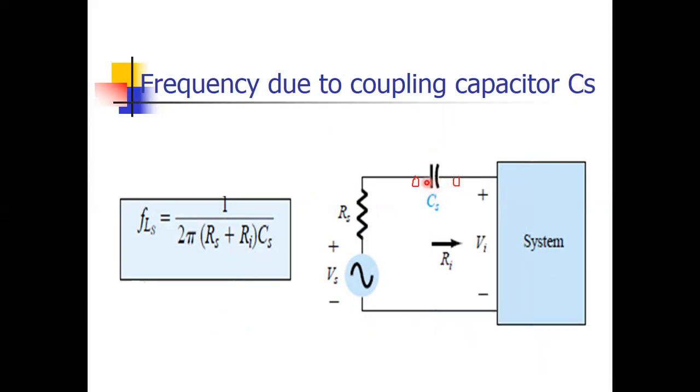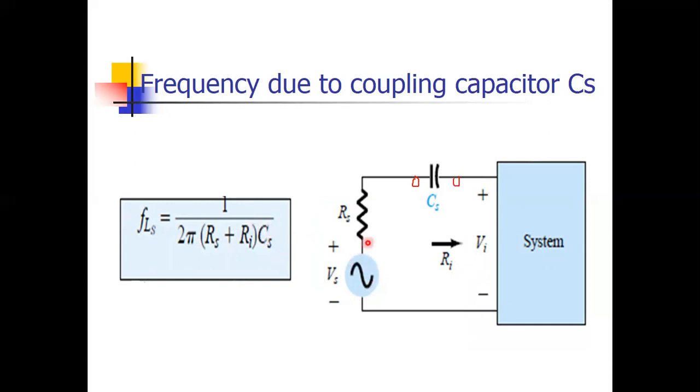Again listen carefully, we are finding across these points. So across this, both will be in series. This will be short circuit. So Rs and Ri will be in series. So the total frequency is f equals 1 upon 2 pi into the total resistance, Rs plus Ri, into the capacitance Cs.